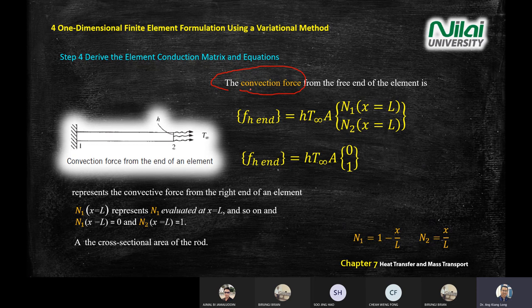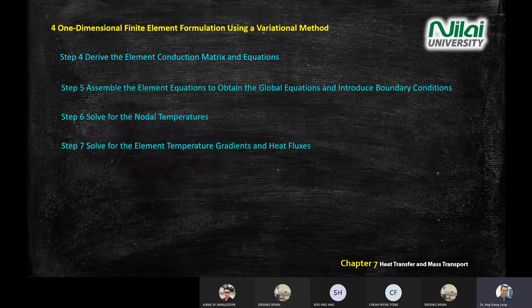There's one more, the convection force. If the question asks you to calculate convection force, so you are using F, FHN equal to this one. Straight away, use this equation. H times temperature infinity, meaning the fluid inside the pipe or the temperature inside the bar, you use T infinity. Area is the area of the subject, 0, 1. So from here, you can calculate the Fn.